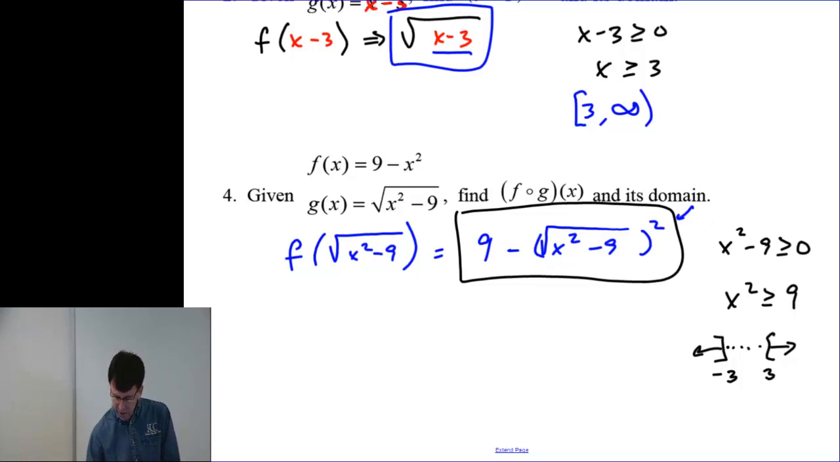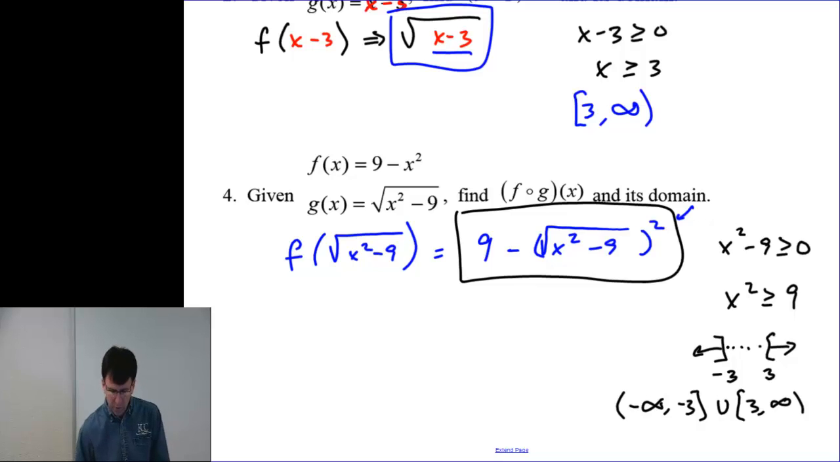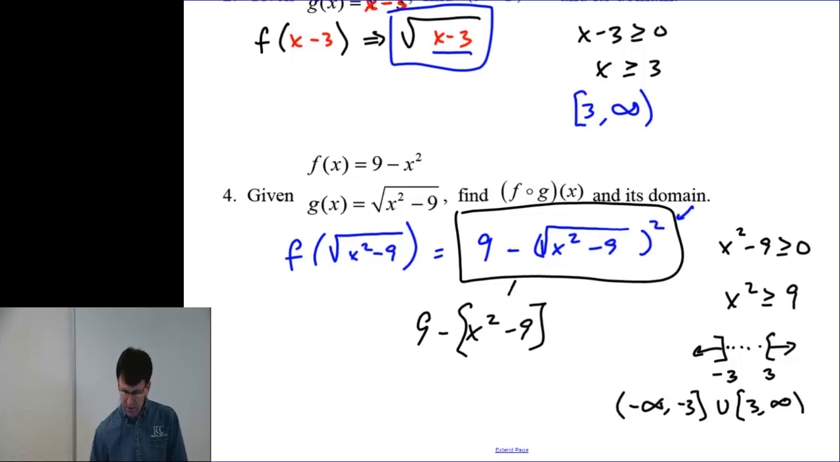So my domain is going to be negative infinity to negative 3, unioned with 3 to infinity, and that's going to work very well for me. So there we have it. This could be cleaned up now. So now I've got 9 minus (x squared minus 9). I better put some brackets there so I hang on to this negative sign. That's going to be very important to me. And so I end up with negative x squared plus 18 as my final answer.